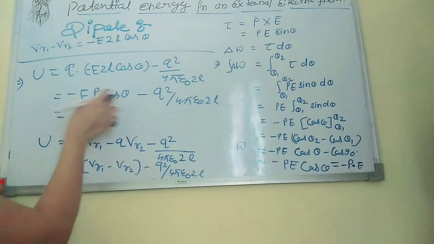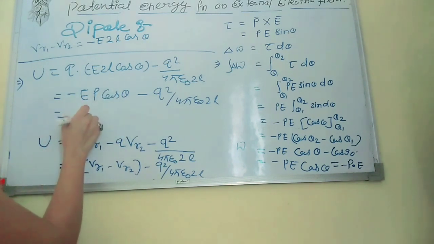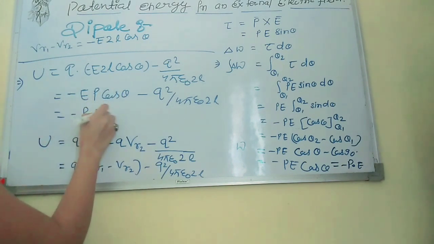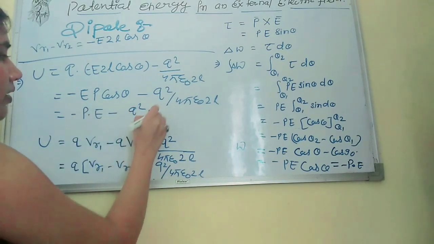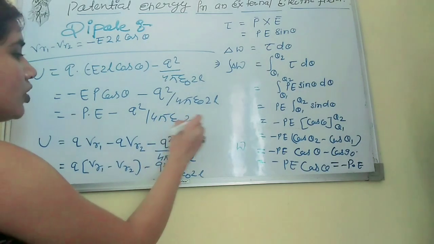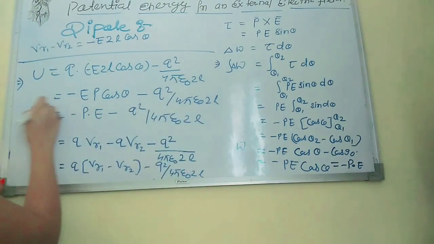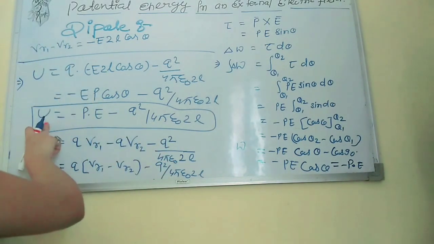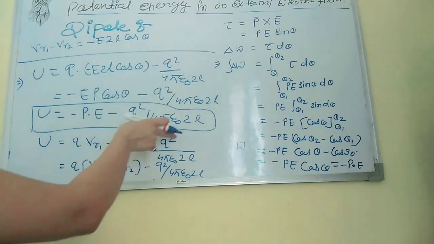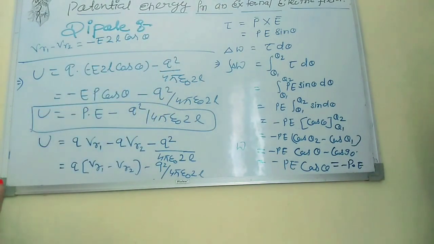We can write it in the form of a dot product, that is minus P dot E, minus q square upon 4 pi epsilon naught 2l. This is the expression for the potential energy of the dipole in an external electric field. I hope this is clear to you.